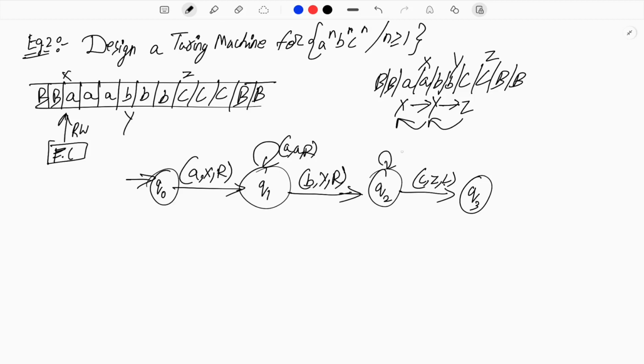Also similar to here, b: as we already marked b as y, we're simply going to move towards the right.